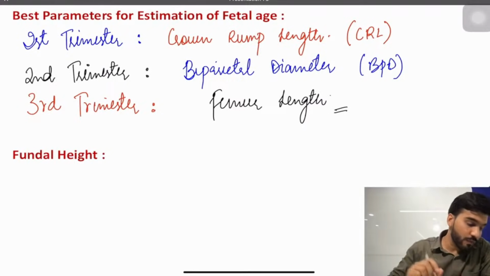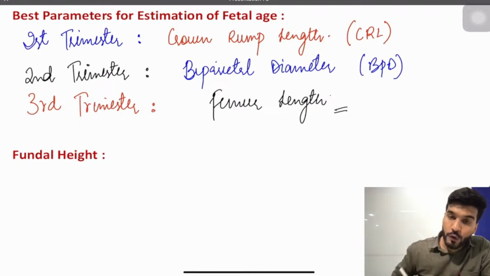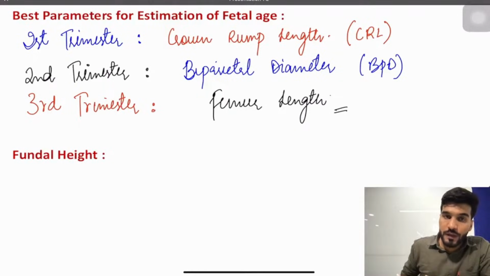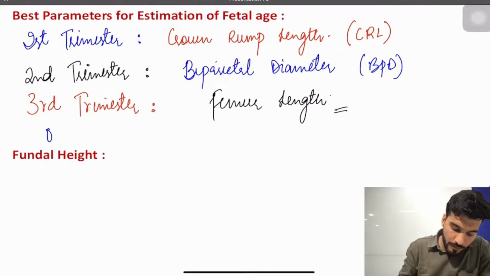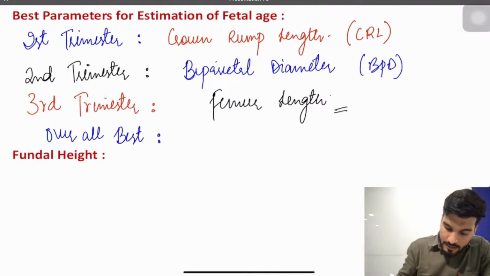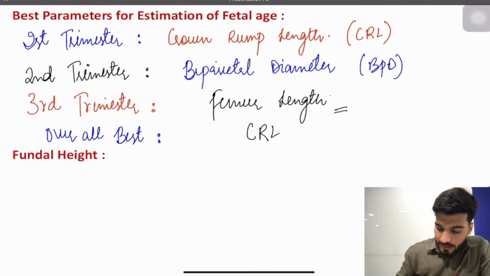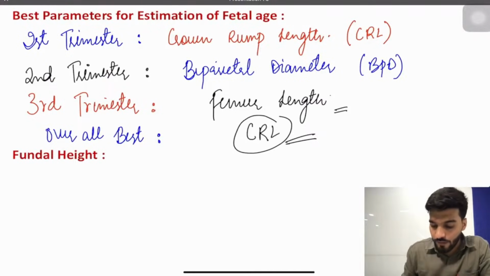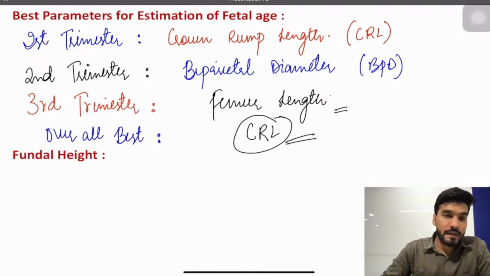If the question is asked, what is the overall best for estimation of fetal age, our answer goes to crown rump length. The overall best is going to be crown rump length. Is that clear? Yes, so the best one is crown rump length.